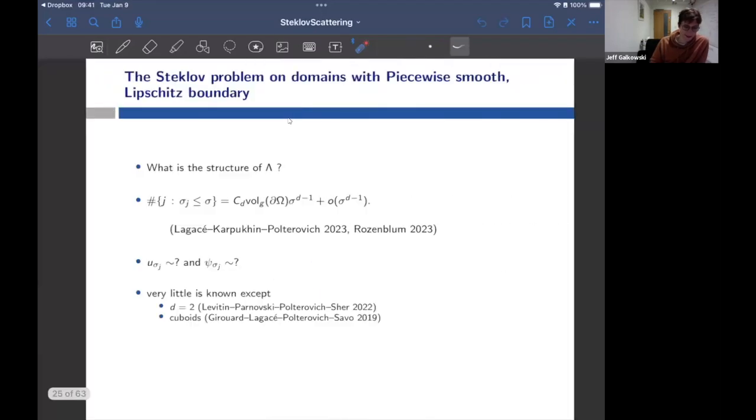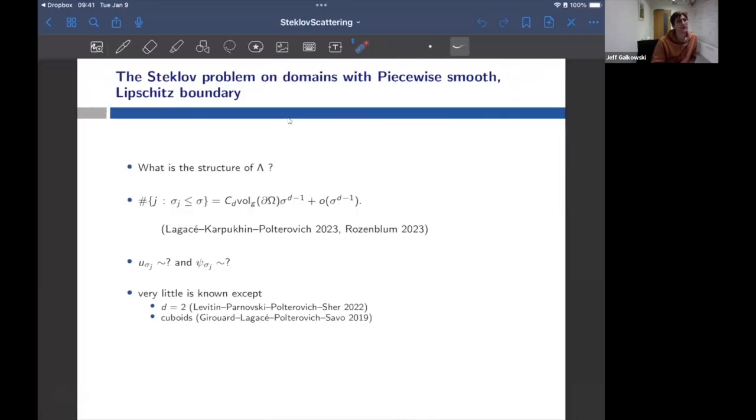In higher dimension, even less is known unless you're a cuboid. So there's work of Girard, Lagacé, Polterovich, and Savo, or very recently products of balls and an interval by my student Blount. And those two cases are really special because you can separate variables and you can really get your hands dirty with special functions and that sort of thing.